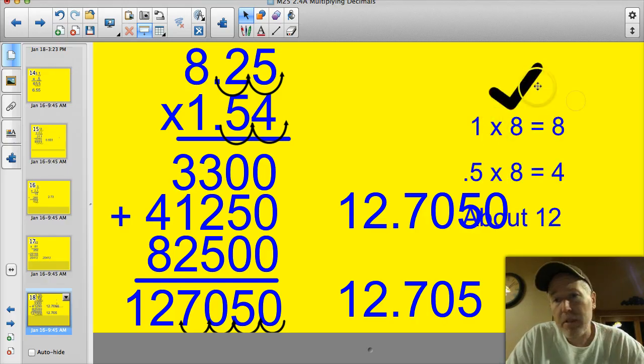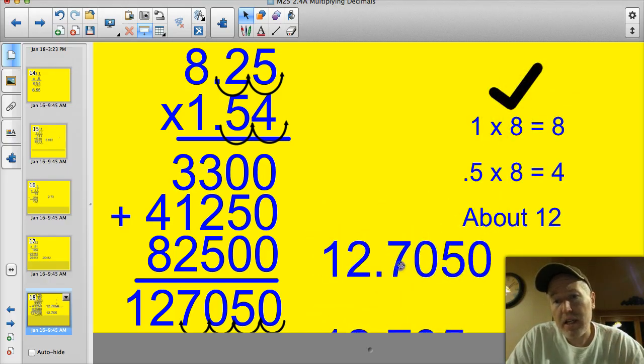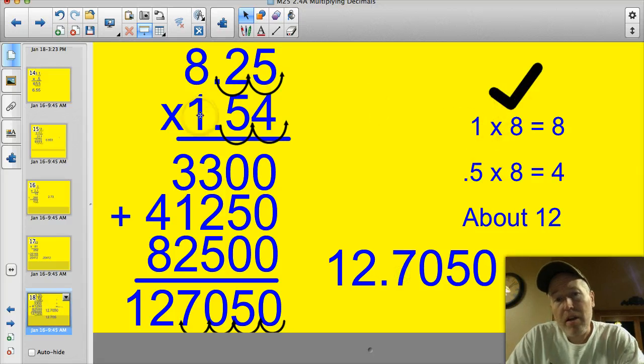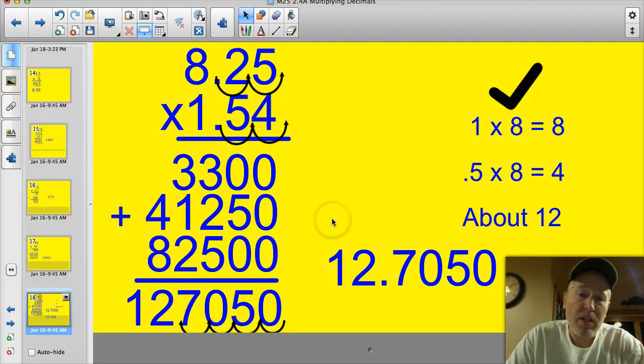And that's just fine. Does it make sense? Well, let's see. Let me grab this guy here. I'm going to have to move these guys out of the way. You got 1 times 8 would be 8. And then you've got about half times 8, which would be about 4. So you have about 12 as our estimate. Yes, our answer of 12.705 does make sense.